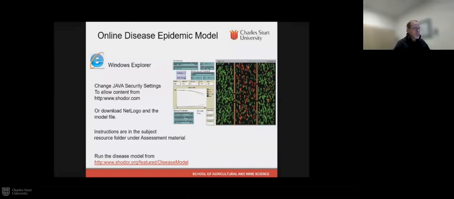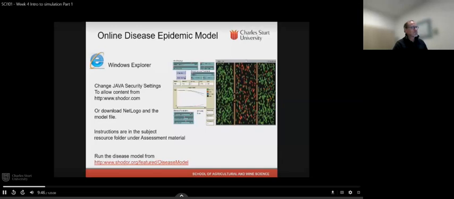All right, so there's a couple of options. Every year we have some issues because some people use Macs, some people use PC, some people use different browsers. What we want to do is run this disease model. The easiest way, if you can do it, is to run it online. But to do that, you're really going to need Windows Explorer. That's one of the drawbacks, because it runs using Flash. There is something we can download if that's not your fancy, but we'll get to that in a moment.